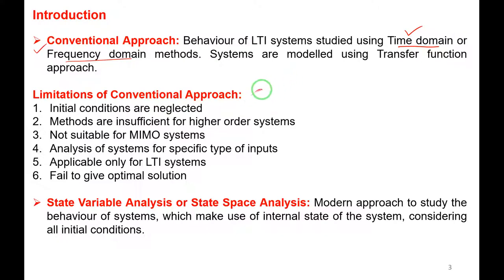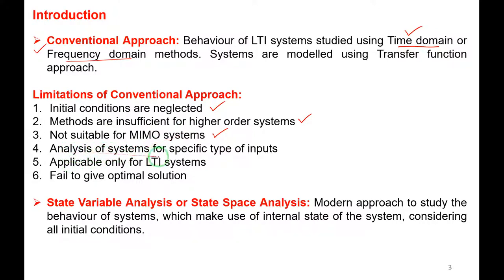Initial conditions are neglected; we have not taken initial conditions into account. Then the methods are insufficient for higher order systems. For first order and second order systems, they are fine. But if we go for higher order systems, third, fourth, fifth, and so on, these methods prove to be insufficient. And they are not suitable for multiple input, multiple output systems, MIMO. They are suitable only for single input, single output systems. The complexity involved will be more, so they are not suitable for MIMO systems.